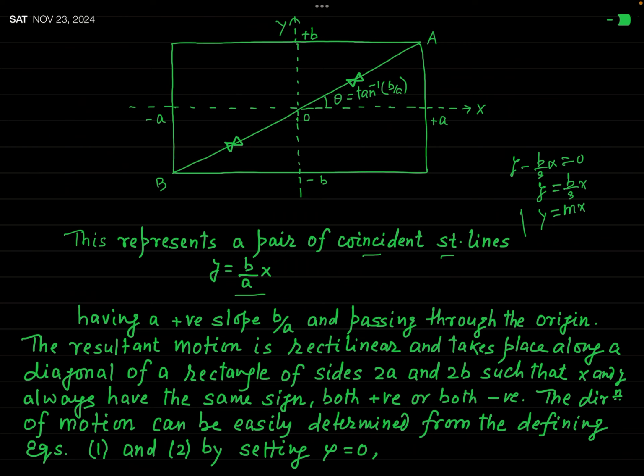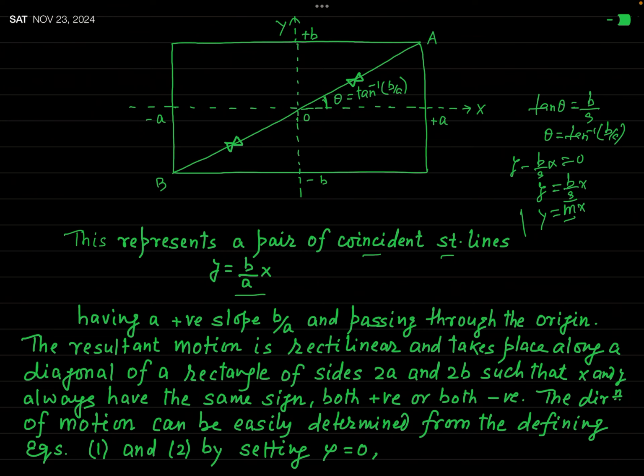And the slope of this straight line will be what? This will be equal to m, and in place of m there is b by a. So if this straight line makes an angle theta with the x-axis, then tan theta, which is the slope, will be equal to b over a. And so the inclination of this straight line is tan inverse b by a.